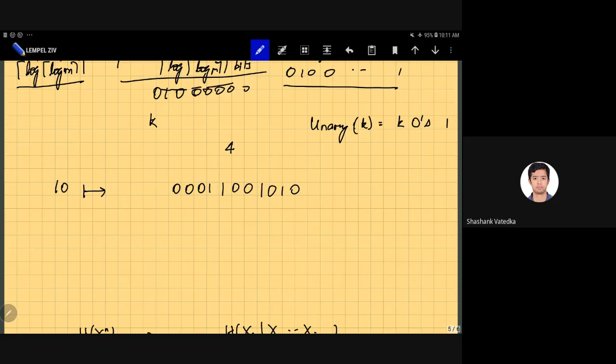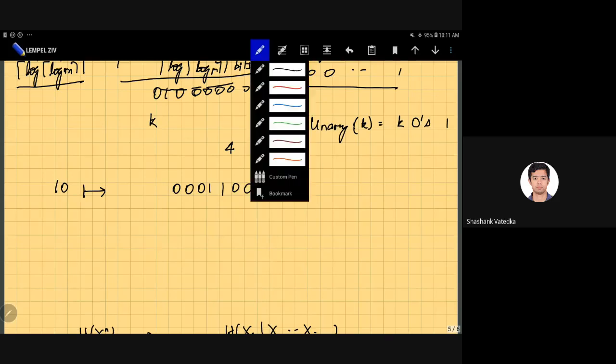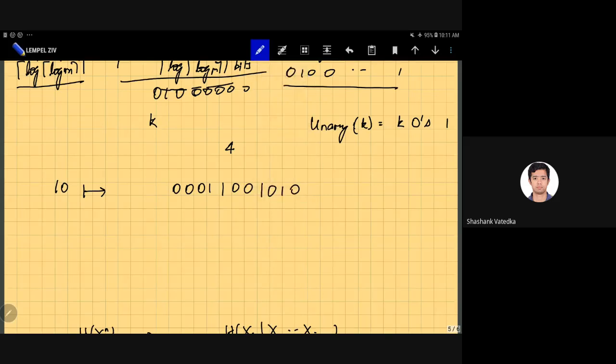Okay, so now how does the decoder actually recover 10? It knows that the first few bits are always in unary, so it will start from the first bit. You keep reading till you get the first one. Once you hit the first one, you know that log m is 3. So there are 3 zeros followed by a 1, which means the next 3 bits will tell you what log m is.